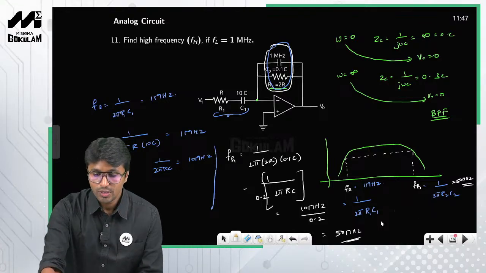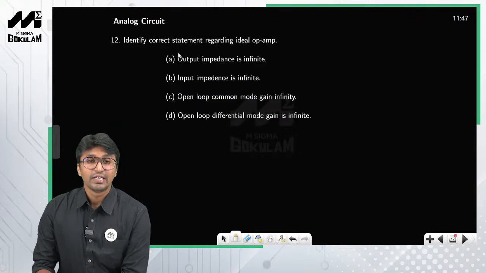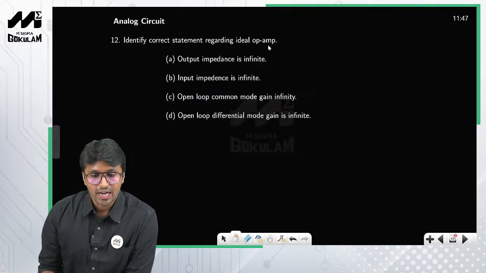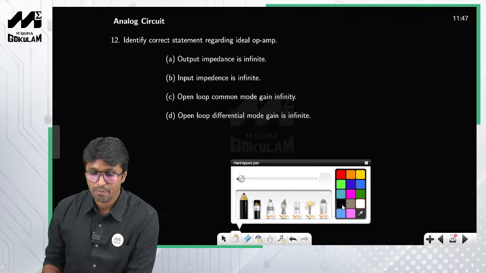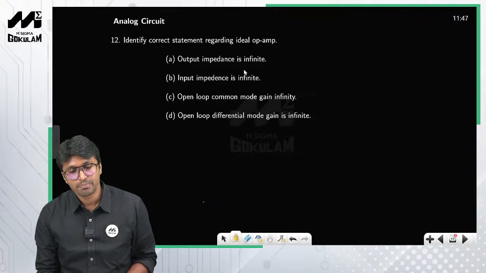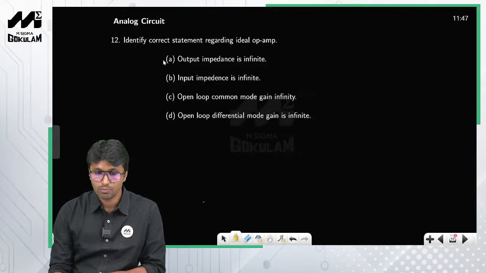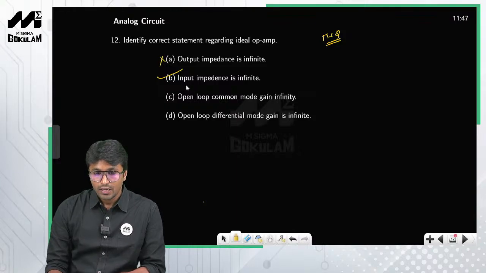Okay, now let us move on to the next question. Identify the correct statement regarding ideal op-amp. So the properties of ideal op-amp are given to you. You have to pick the correct statements. Okay, output impedance is infinite. No, output impedance of ideal op-amp is 0, right? So input impedance is infinite. Yes, this is true, right? So this is essentially a MSQ, right? Multiple select questions. So input impedance of ideal op-amp is infinite.